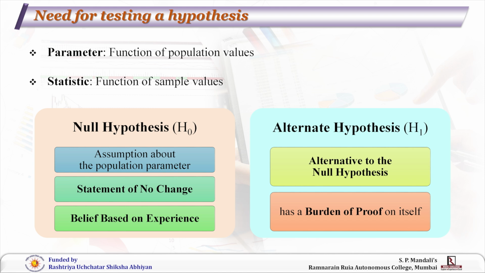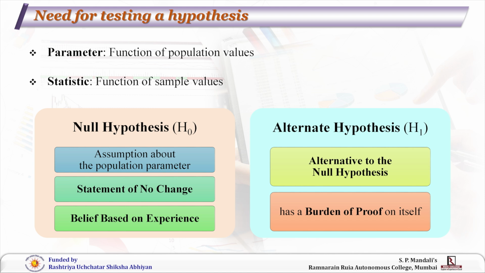Now, the hypotheses that are tested are of two types. The first one is the null hypothesis. The null hypothesis is a statement of no change, or it is a belief based on experience. It is called H0. Now, as long as there is no apparent contradiction, no evidence available against the null hypothesis, it is always believed to be true.